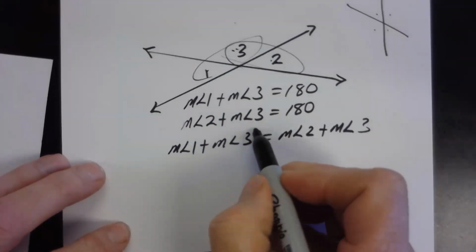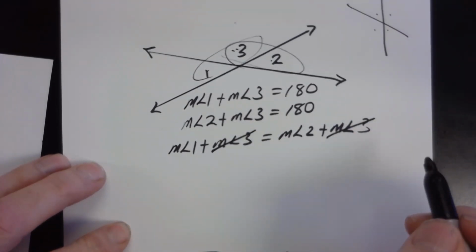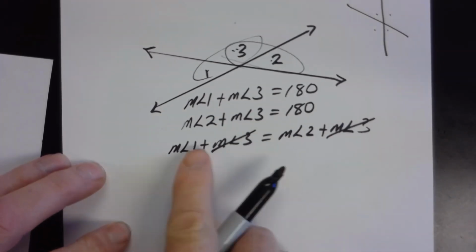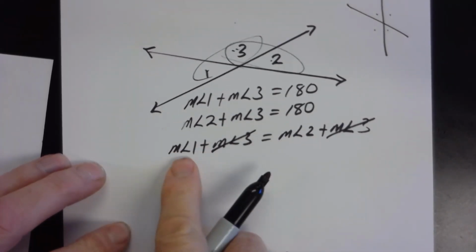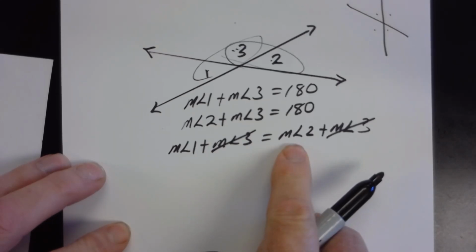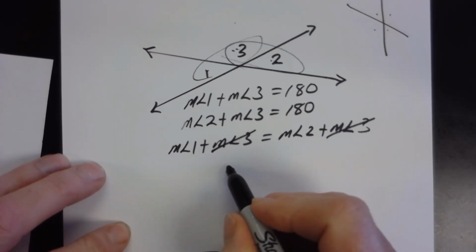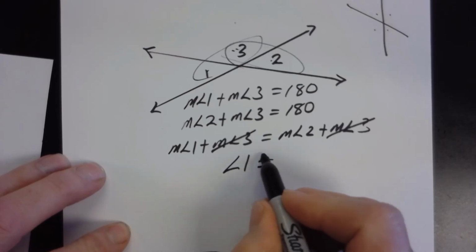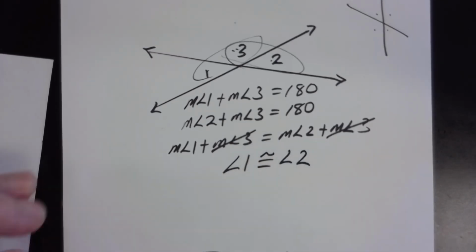And then we subtracted, that's the subtraction property of equality. So we subtracted this from both sides, and we got the measure of angle 1 equals the measure of angle 2. And by the way, if two angles have the same measure, aren't they congruent? Isn't that the definition of congruent? Okay, so that's the logical argument that we have. So we have inductive reasoning, deductive reasoning. Do you understand the difference?